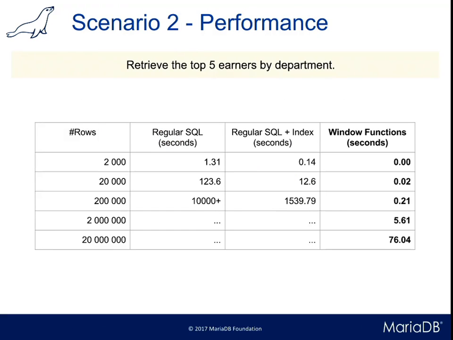Performance here is a lot different. With regular SQL, this will not even finish, at least not until we need to get back to where we came from. And with window functions, this is almost instant, because it's just one scan through the table. And that's it. 20 million rows, no problem.